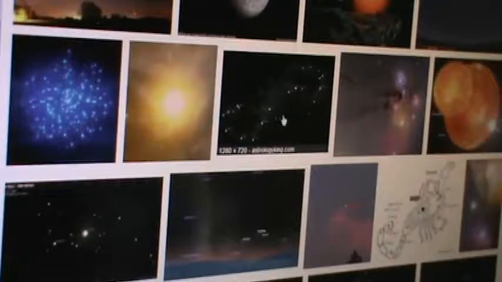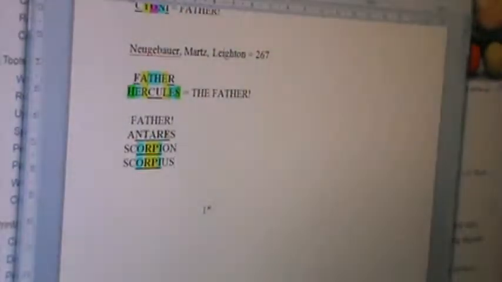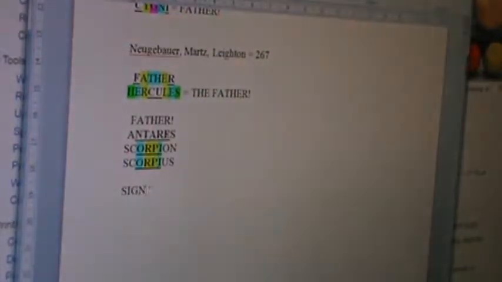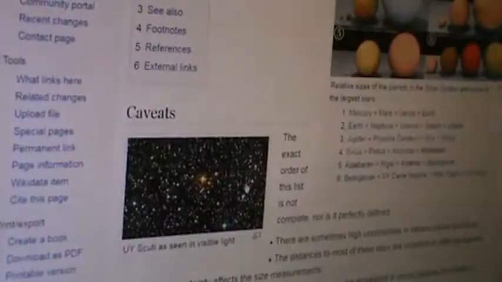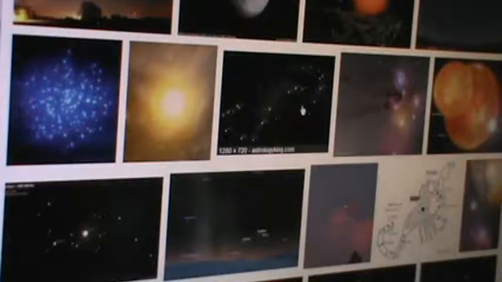God said that they would be for signs and seasons. And the word sign goes to Father, just like the word season. Just like the word wonder. I mean, that's what the stars do. They are a sign, they are for a season, they are a wonder. All of these words parallel Father. Sign, season, wonder, miracle.